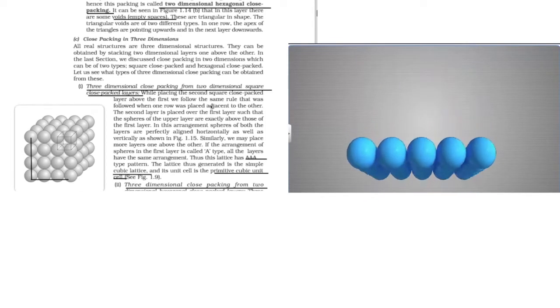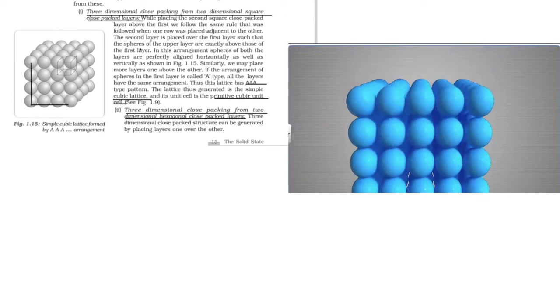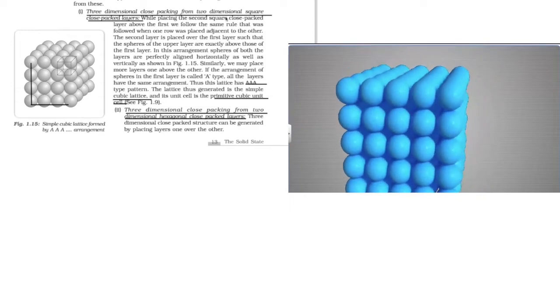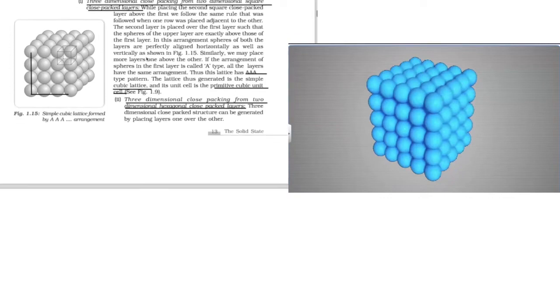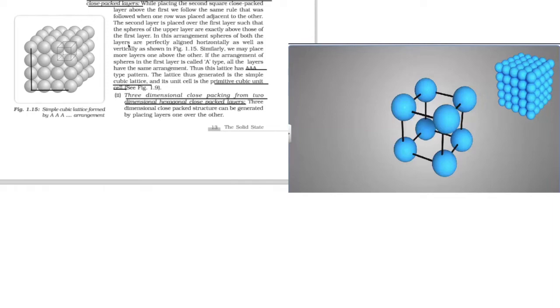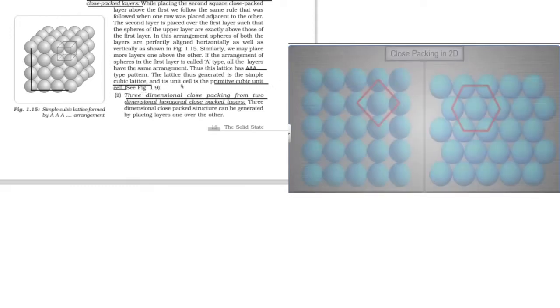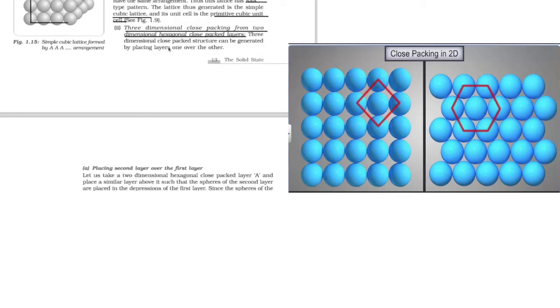3-dimensional close packing can be obtained by 2-dimensional close packed structures. This may be of two types: 3-dimensional close packing from 2-dimensional square close packed layer. With the help of square close packed layer, we obtain a 3D structure in simple cubic lattice, and this type of unit cell is known as primitive cubic unit cell.